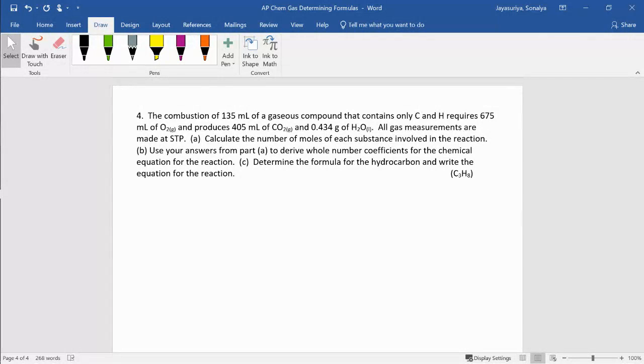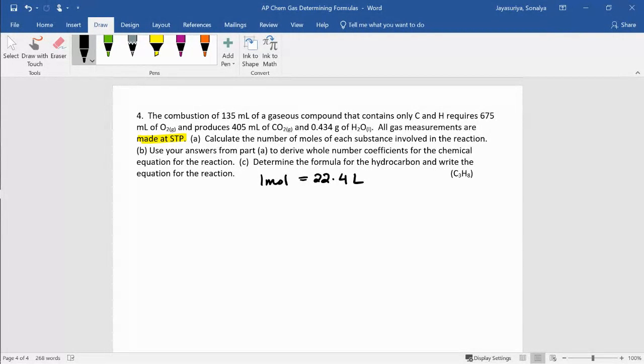Now you have the combustion of 135 milliliters of a gaseous compound. It only contains carbon and hydrogen. It requires 675 milliliters of O2, and produces 405 milliliters of CO2 and 0.434 grams of H2O. All gas measurements are made at STP. That's super important because that basically makes this problem super easy to do. At STP, 1 mole of gas occupies a molar volume of 22.4 liters. That can be used as a conversion factor to figure out moles given volume, okay?